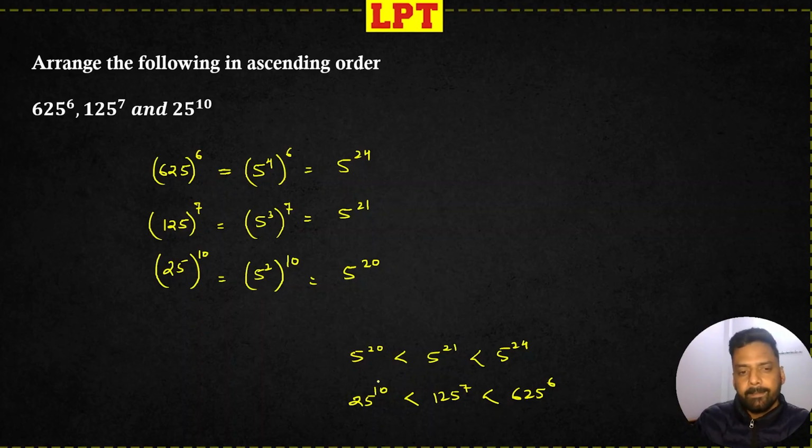Right? We have to compare. So clearly it is visible that they are all in the power of 5. They are visible as powers of 5 only. So make them the same base. Now the base is same, so whichever has the greater power, that value will be greater. Right?